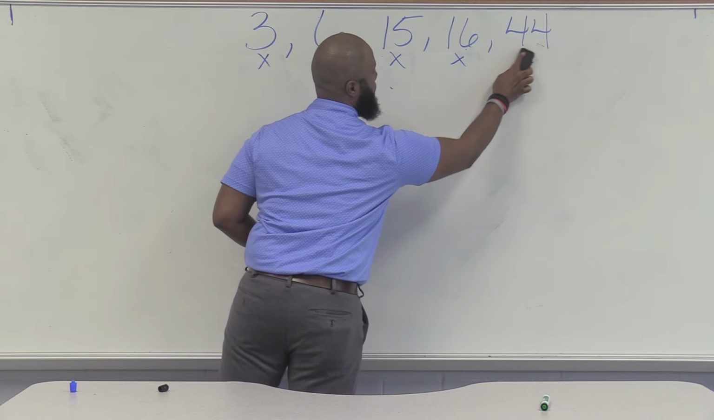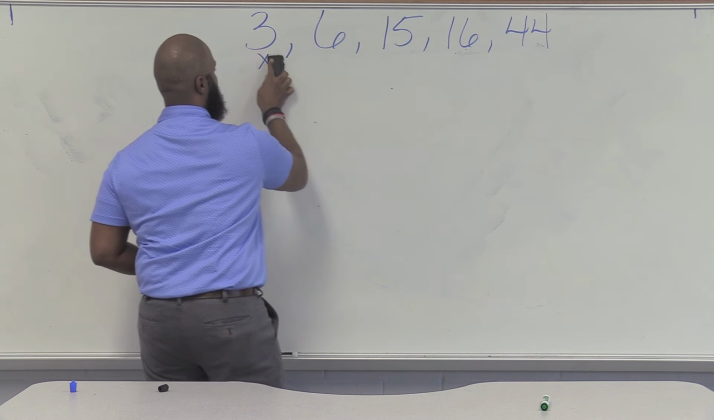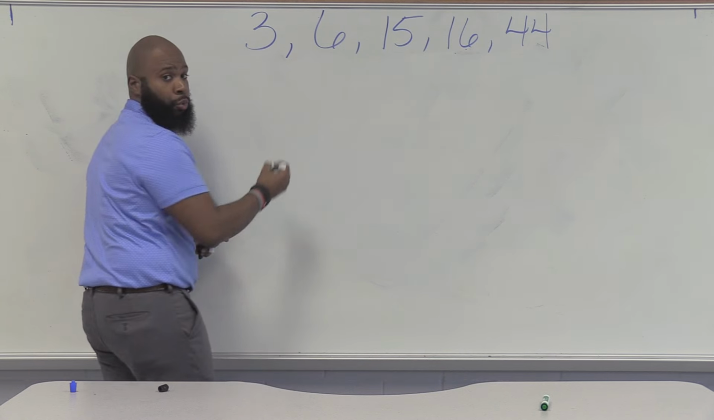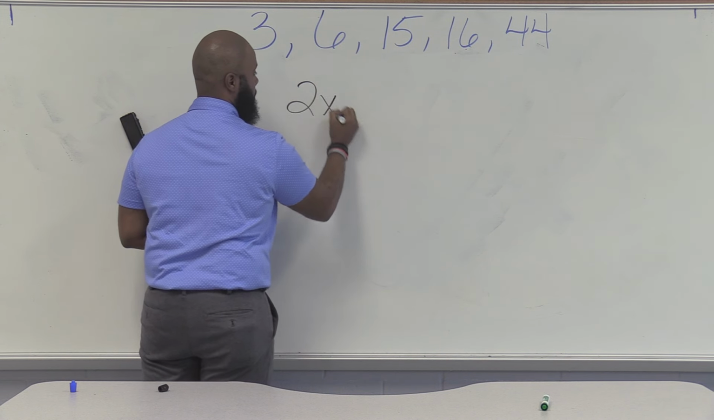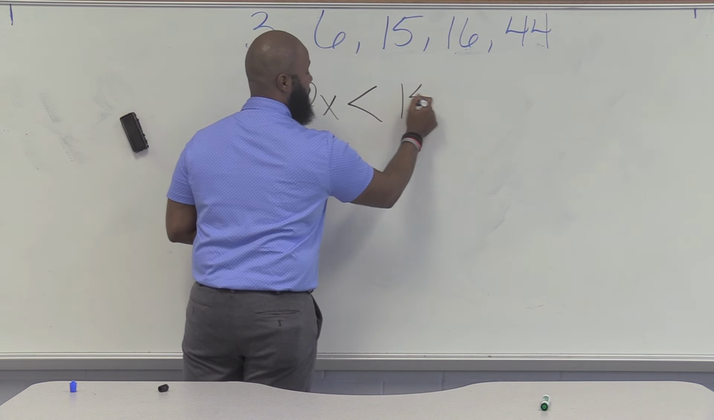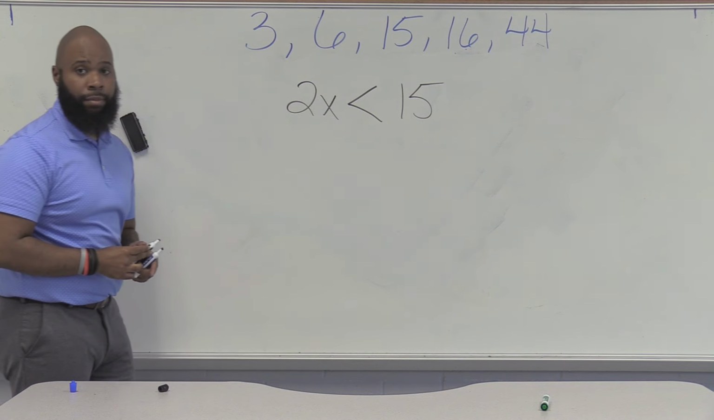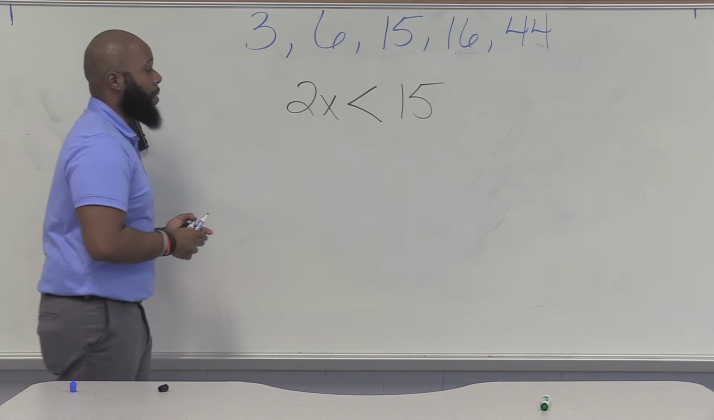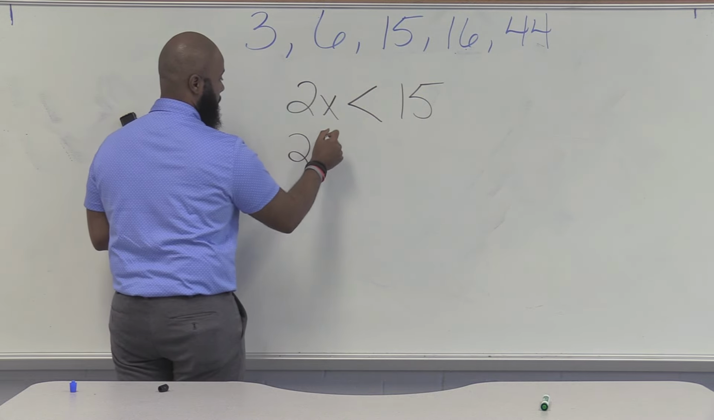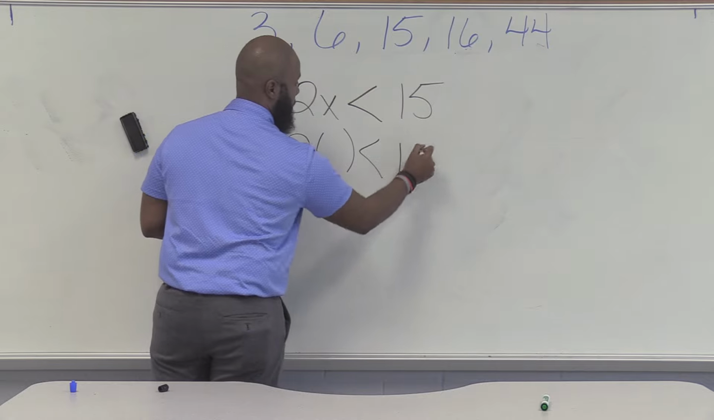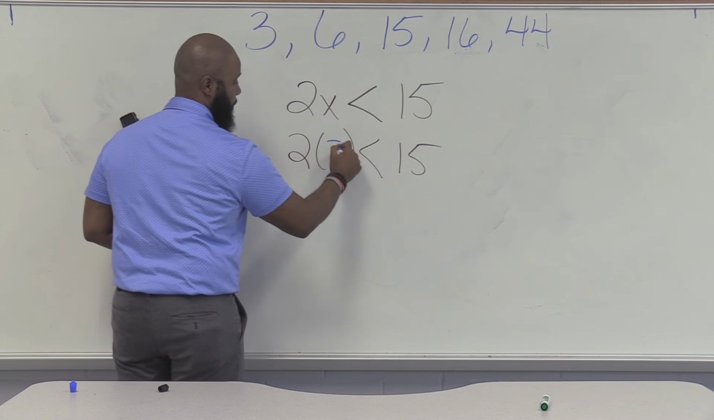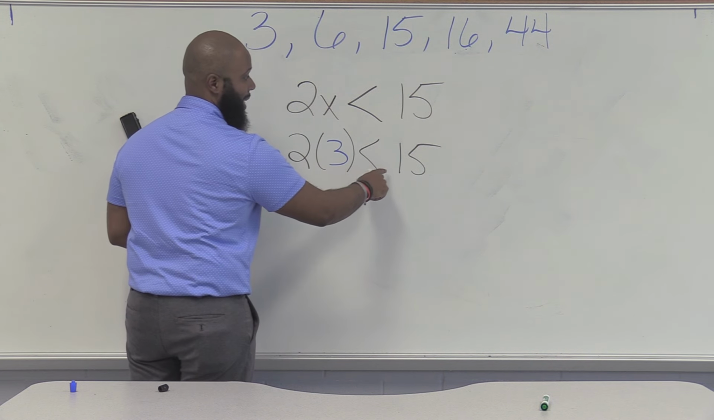My next inequality we're going to do is 2x, or 2 times x, is less than 15. I'm going to do the same thing, but now I'm going to start substituting in for x. So again, I have 2 times, I'm going to substitute x for 3. So 2 times 3 is less than 15.